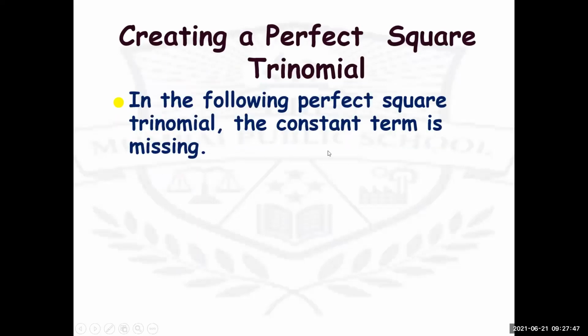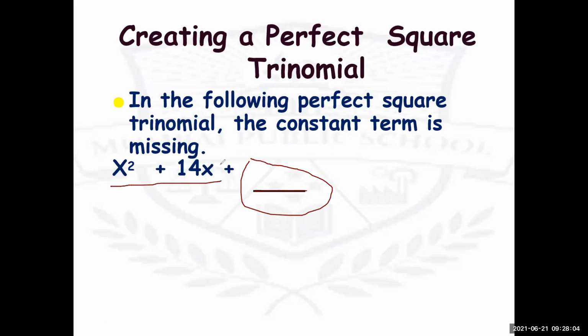In the following perfect square trinomial, the constant term is missing. Check. What you have to do is keep the constant term blank. So when you solve this kind of question, remember x square and x terms will remain on the same side, and the constant would be kept blank and shifted to the other side. So there will always be a blank space for the third term which you are going to add.